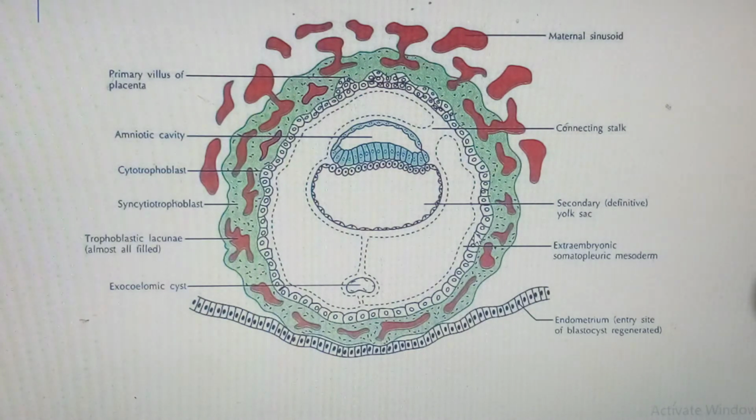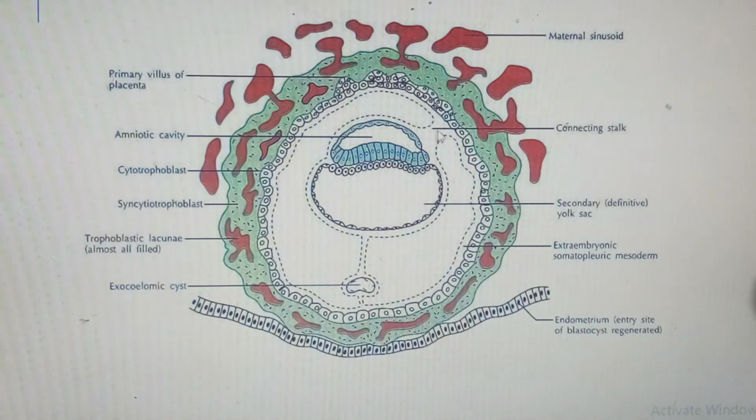Now, at this point, there is one concept that you have to get clear: this coelom formed almost everywhere, except the area where the embryo is attached, otherwise the embryo would be hanging. So the embryo has to be attached to one portion of the trophoblast, and this is what we call the connecting stalk. In the connecting stalk, there is no coelom. It is undifferentiated extra-embryonic mesoderm.